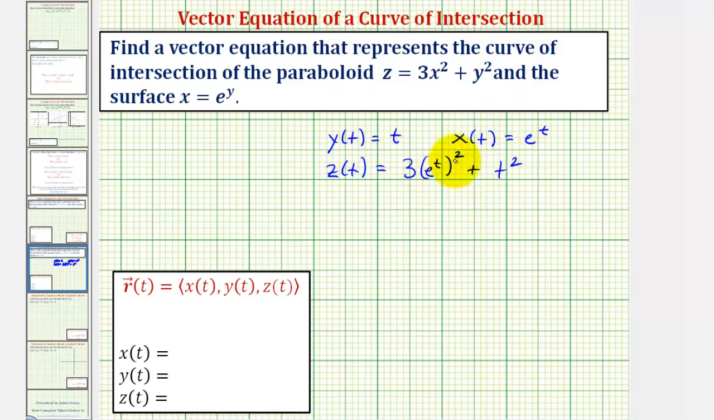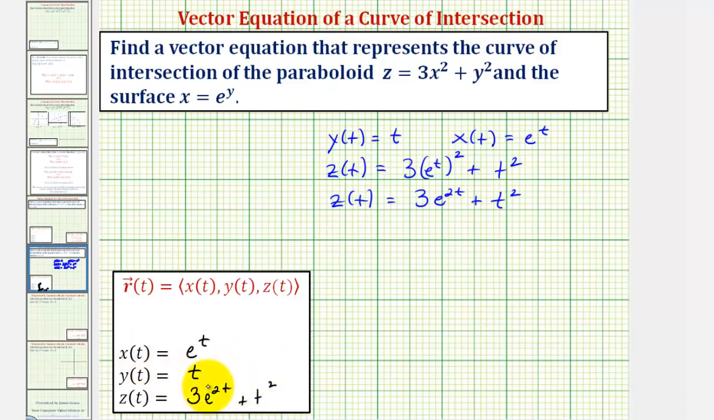Let's go ahead and simplify e to the t squared. When we have powers to powers, we multiply, so we can write this as z of t equals 3 e to the 2t plus t squared. And therefore, a vector valued function that would represent the curve of intersection, again, would be in the form of x of t equals e to the t, y of t equals t, and z of t equals 3 e to the 2t plus t squared.